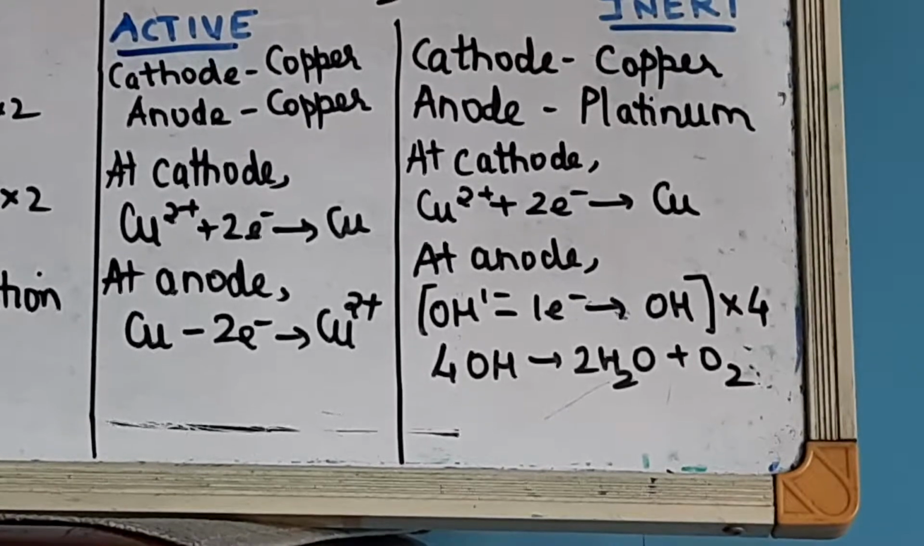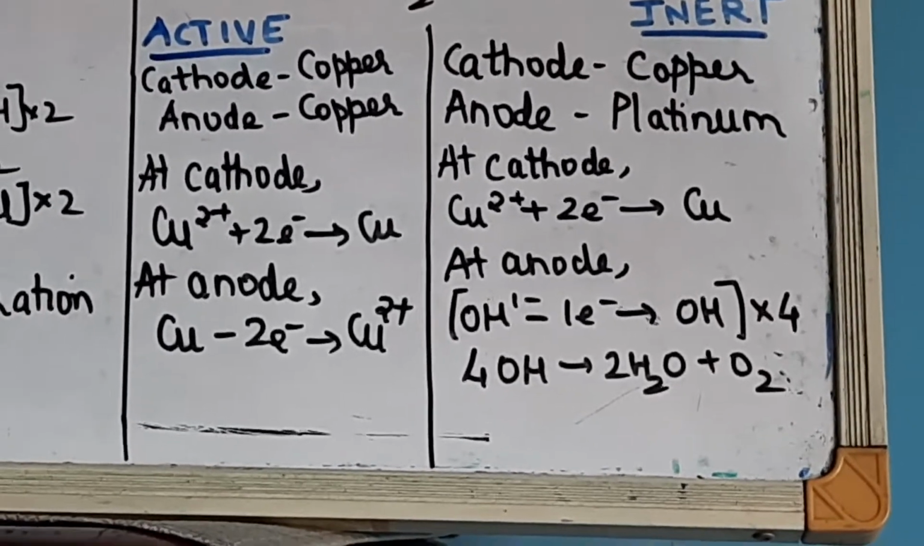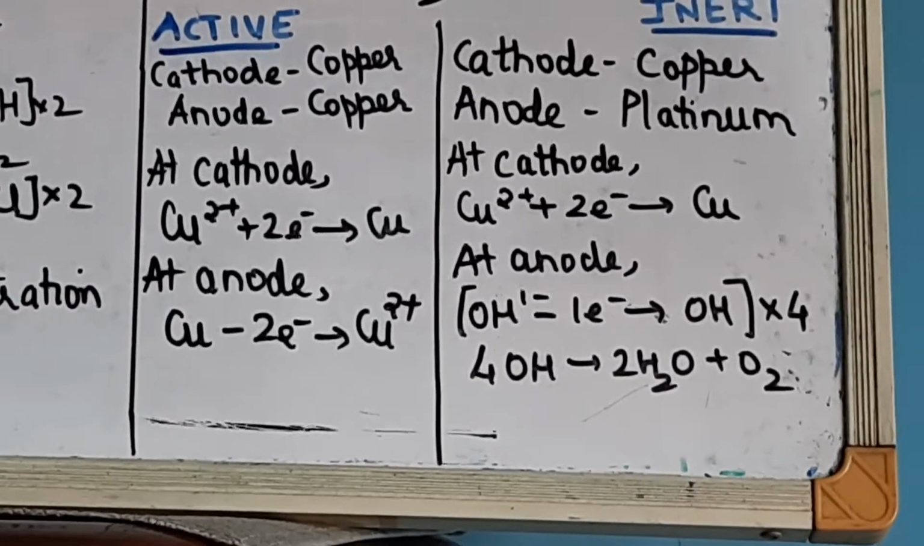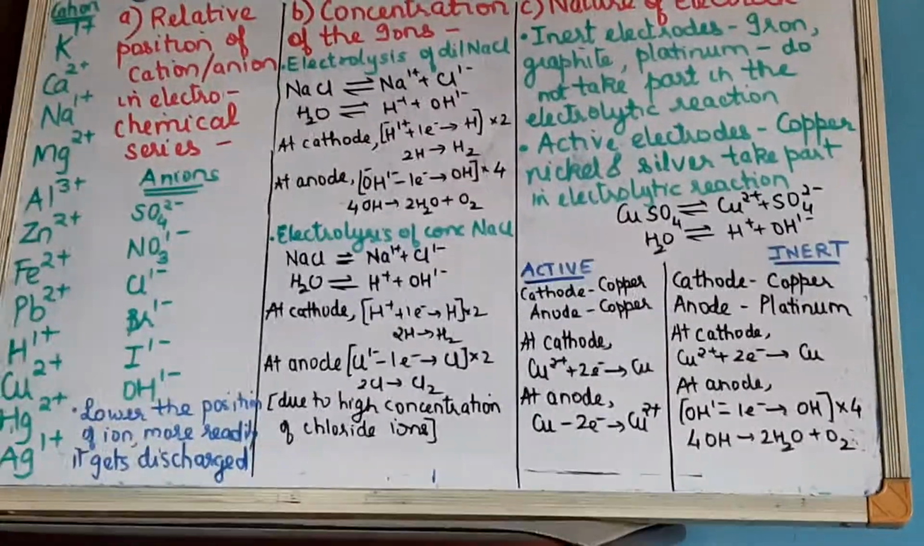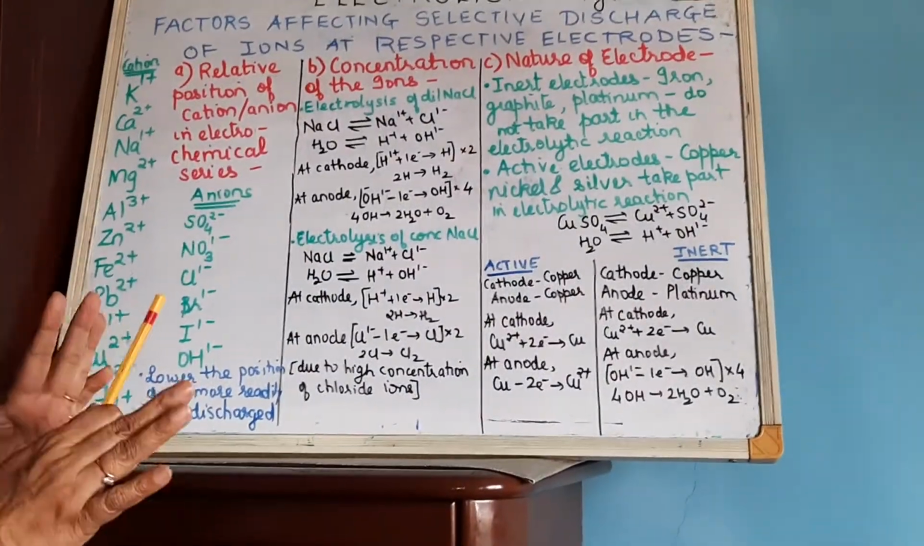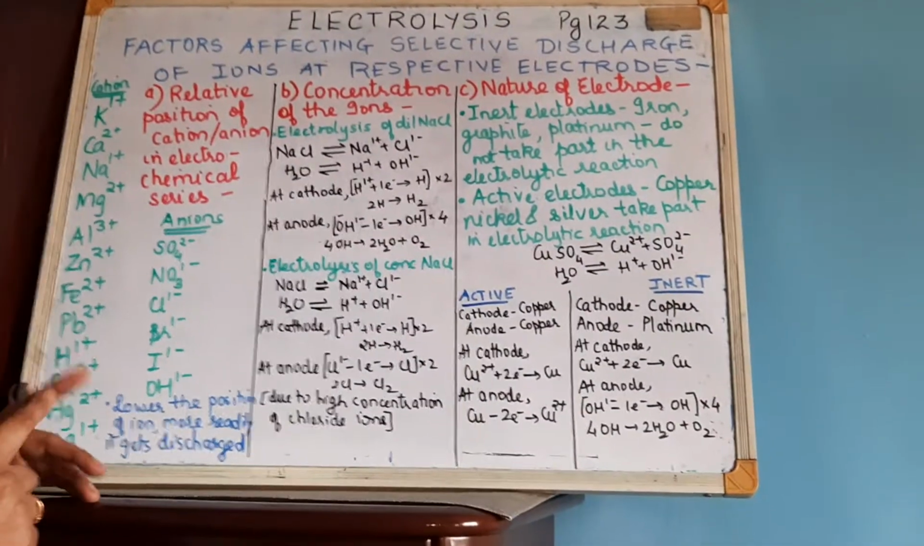And what are the 3 factors? One is the relative position of the cation and anion in the electrochemical series. You have to learn this series properly. Then second, concentration of the ions, and third is the nature of the electrode, right? These 3 factors we have seen. So now we'll have a look at the next part.